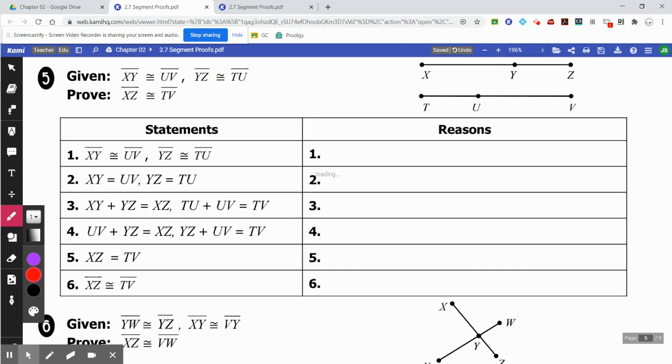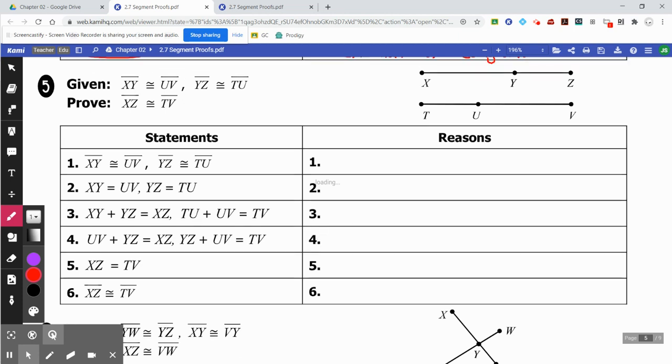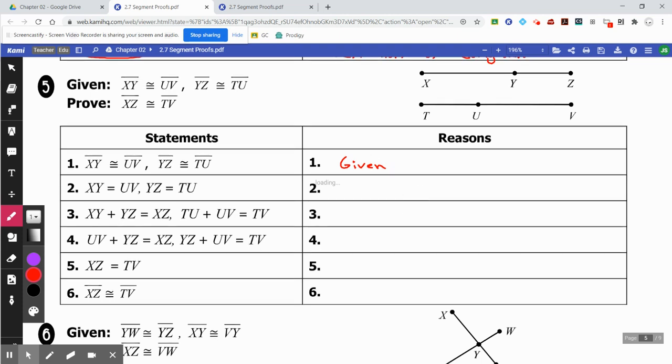Okay, number 5. With number 5, you're going to start noticing some overlap, that a lot of these proofs look very similar. So once you learn a method and how to prove these, a lot of that is going to start reoccurring. So we start out with our given, and we are given on number 5 that XY is congruent to UV, and that TU is congruent to YZ. That's what we're given, and we're trying to prove that XZ and TV, the two whole line segments, are the same.